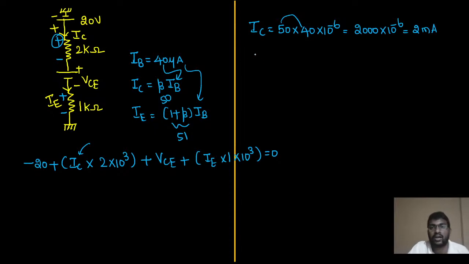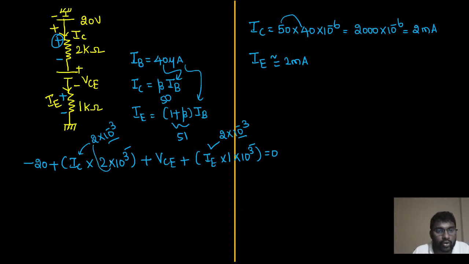So we found the value of collector current. In the same way, if you estimate the value of emitter current and approximate, it will be almost 2 milliampere only. So now we have the value of emitter current and the value of collector current. Now it is very easy to estimate the value of collector to emitter voltage. Just substitute all these values. This is 2 milliampere, 2 into 10 power minus 3 approximately, and this is also 2 milliampere, 2 into 10 power minus 3 approximately. 10 power minus 3 and 10 power plus 3 will become 1. So overall 2 into 2 will become 4.